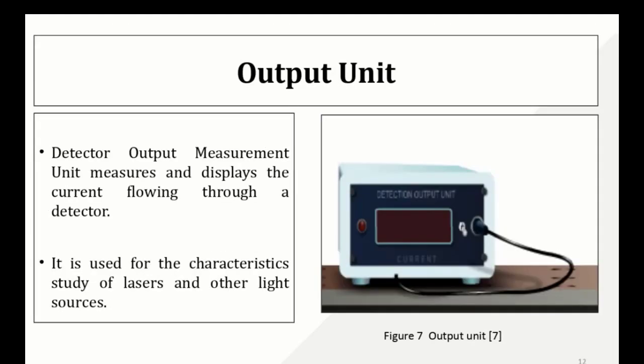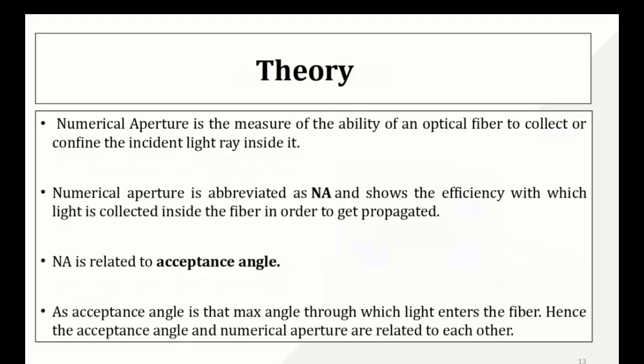This is the output unit that we are using to get the current in digital form. So this gives the current of that detector. And now this is the theory behind the optical fiber, and I have told you the mechanism behind this optical fiber: it's total internal reflection.